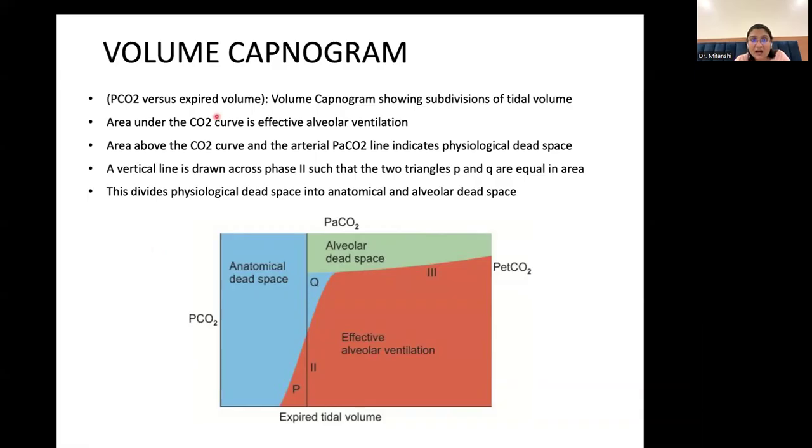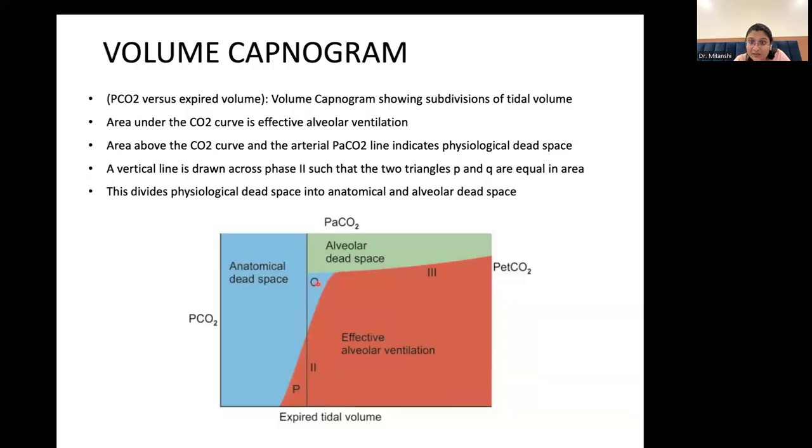Okay. The area under the CO2 curve is effective alveolar ventilation. This area you see in orange color is your effective alveolar ventilation. Only this part is helpful in your ventilation. The area above the CO2 curve is your alveolar dead space. A vertical line is drawn across phase 2 such that two triangles, this is P and this is Q, are equal in area.